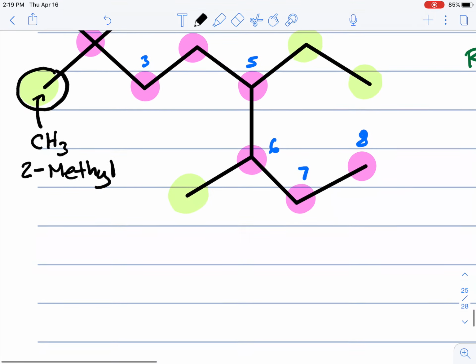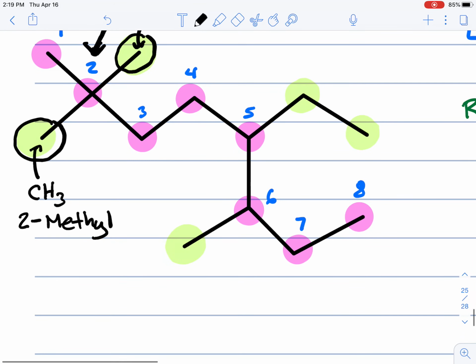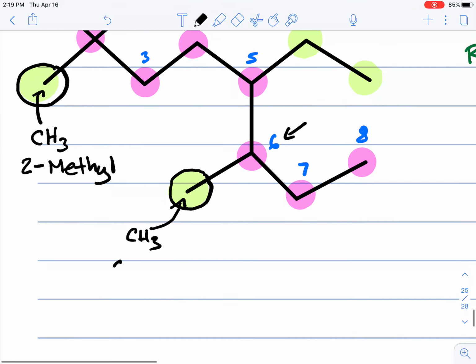All right. So if I look down, notice that I'll see another singular endpoint right here. So this is another methyl. Okay, so that's another CH3. And if you look at the position of where that methyl is found, it's found on carbon 6. And so you're going to say 6-methyl to describe that point.